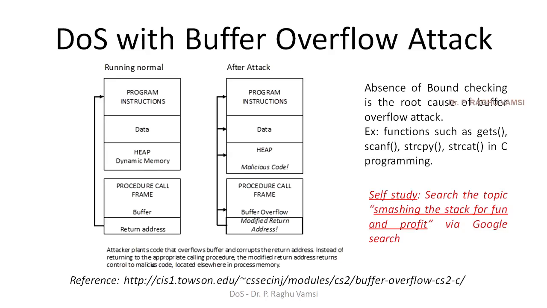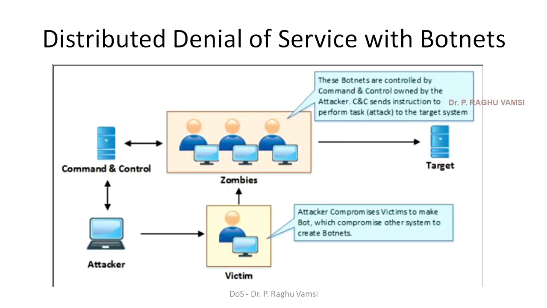Now we will move on to today's lecture, that is distributed denial of service attacks. Usually the aim of DDoS and the aim of DoS are one and the same, that is to disturb the availability of the servers or the availability of the services. The service may be offered by servers or any other devices.